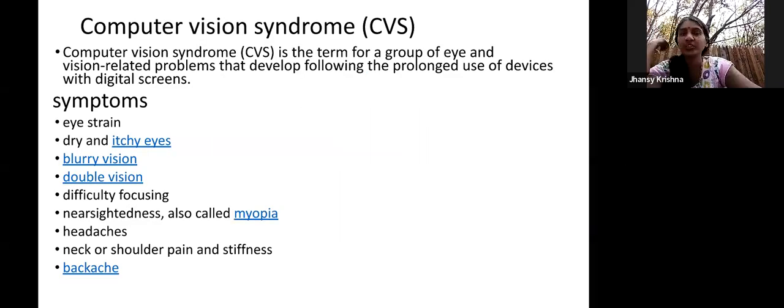Third disease is computer vision syndrome. They are a group of eye-related disorders that occur due to prolonged use of digital screens. Symptoms include dry eyes, itchy eyes, blurred vision, nearsightedness like myopia, headache, neck pain, and shoulder pain. There is also eye strain.